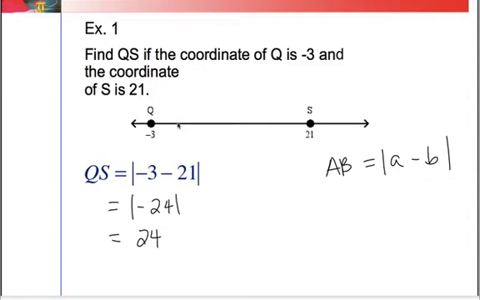And let's make some sense out of this. If we visualize our number line here, 0 would probably be way over here, closer to -3. So there's 3 units between 0 and -3. There's 21 units between 0 and 21, and add those together and we get 24, which is, of course, the length of our segment here. Great.